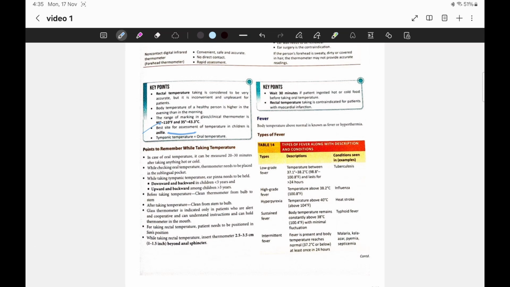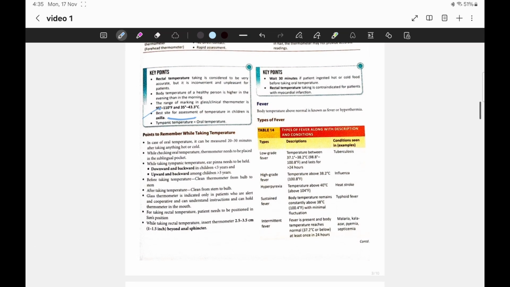These are small points that need to be known and remembered. Points to remember while taking temperature: in case of oral temperature, it should be measured 20 to 30 minutes after taking hot or cold items. We have seen in movies and cartoons people drinking hot coffee and then taking temperature, because hot coffee or hot milk increases the temperature of the oral cavity for some moments, 2, 5 or 10 minutes, and this will give errors in temperature measuring. We have to check the sublingual pockets if anything is placed there, or if any food is kept over there.